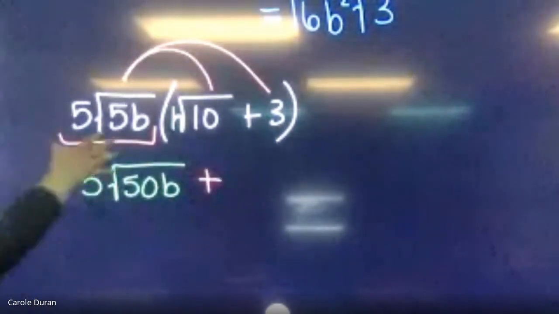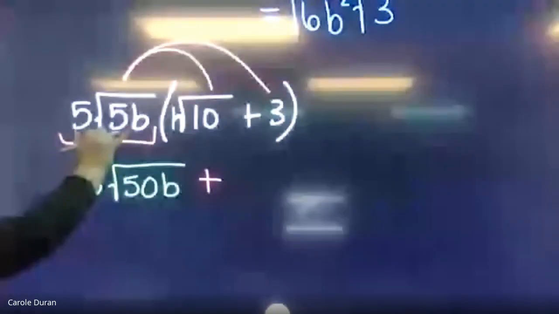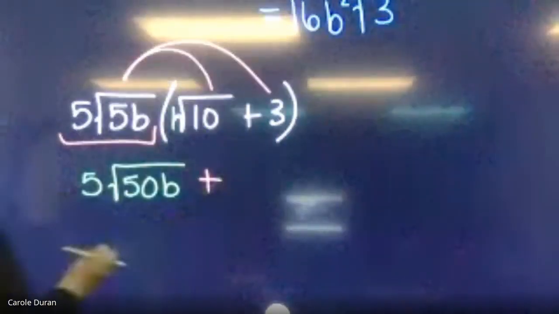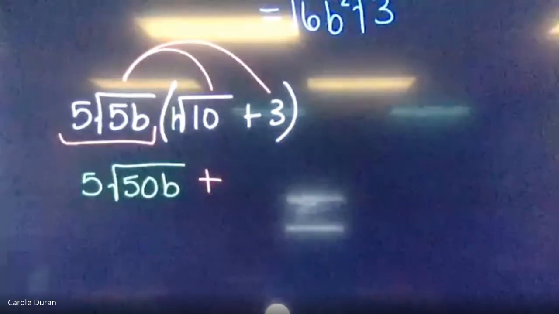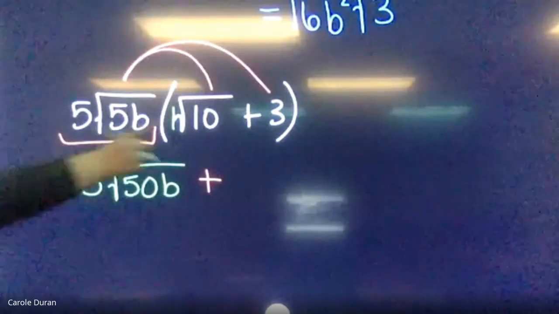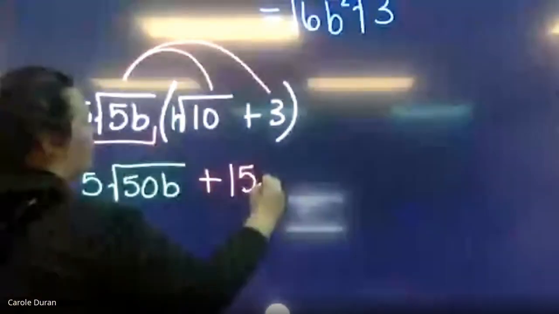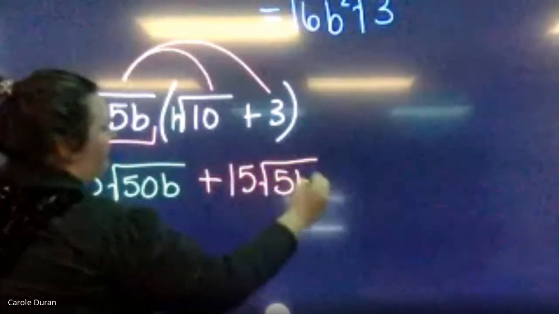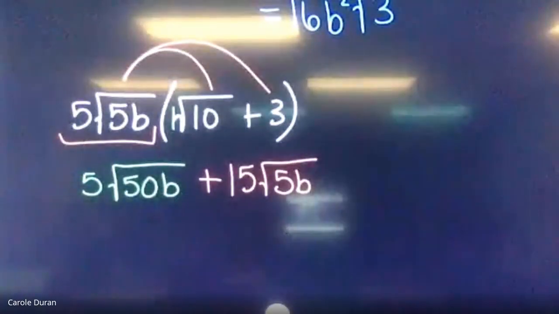Then plus, I'm going to do the same thing. I'm going to multiply this first term to the 3. There's no radical there, so I'm just multiplying the coefficients together. 3 times 5 is 15, and the radical 5b is going to stay the same. That's what I mean when I say distribute it in. And then from here, we reduce like normal.